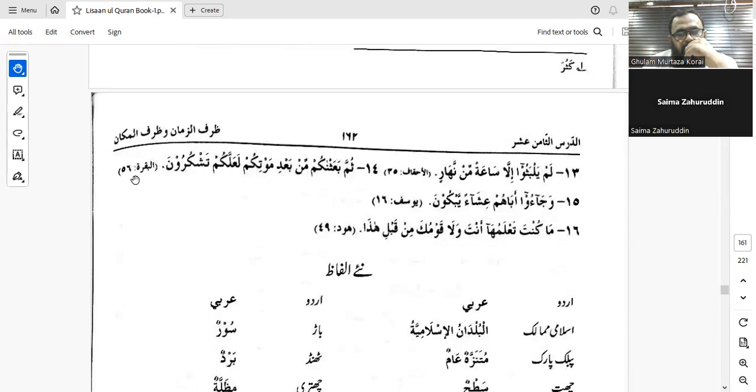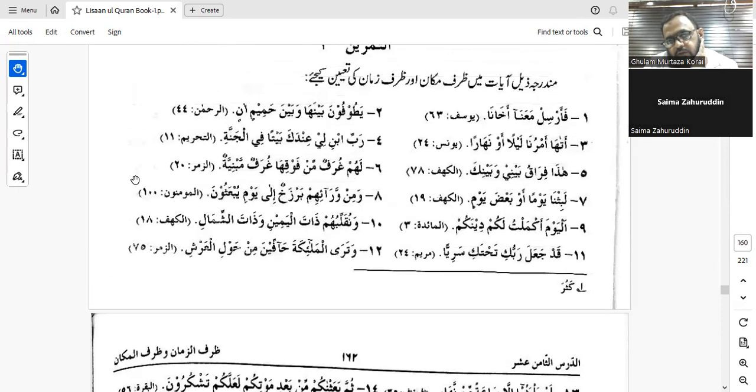Okay, sister, I think this exercise we will do it very shortly because you have already done it. Means we will do it concisely, precisely. Just give the word that is either zarf zaman or zarf makan. That's it. Don't touch anything else. Bismillah. The first one. Shall I recite the ayat? No, just the word.